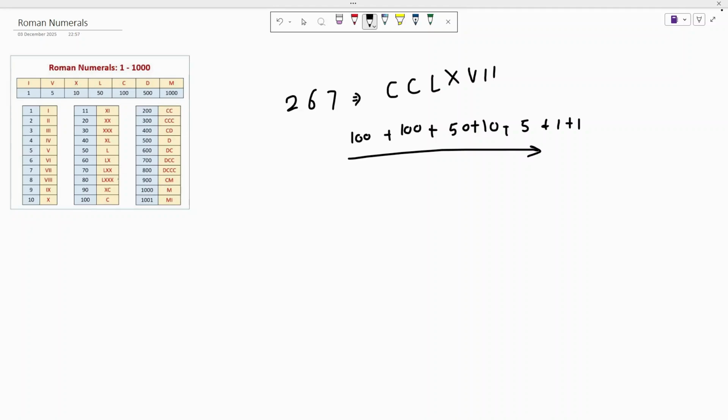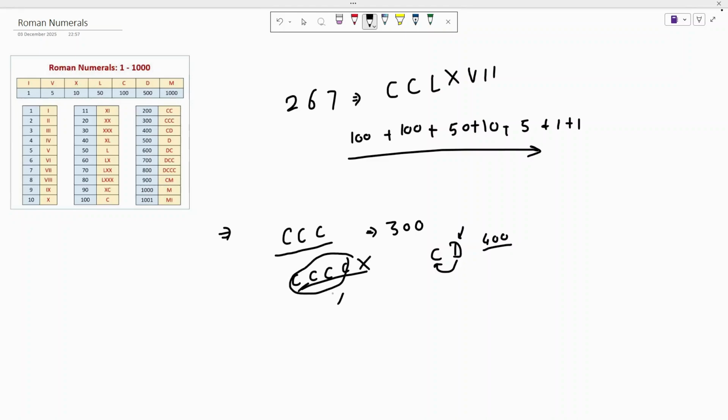Rule number 6 is no more than 3 symbols represented in a single row. For example, CCC. A maximum of 3 we can represent in a single row, which is 300. We cannot write CCCC. This is wrong. This should be CD. D is for 500, and C is 100 less than 500. For 400 we write CD, and we cannot write C 4 times. That one is wrong.